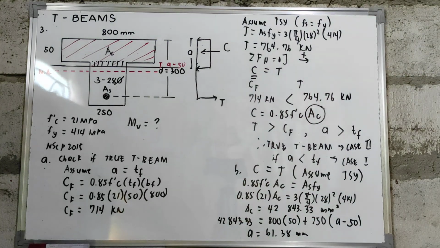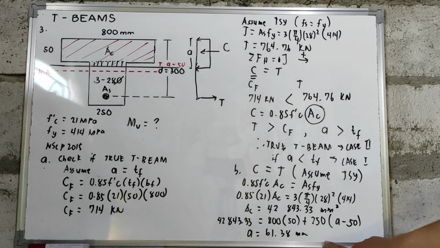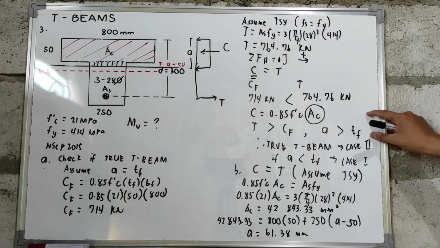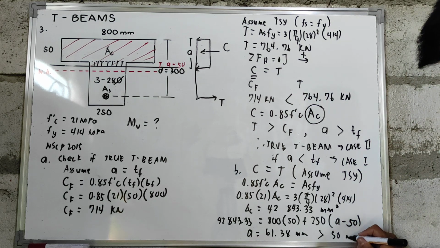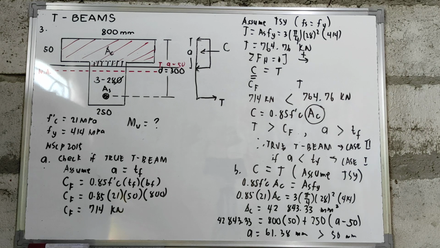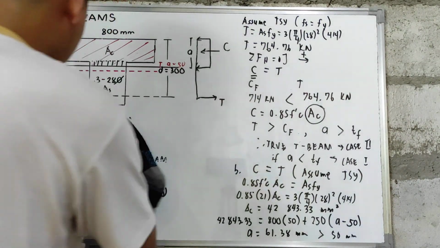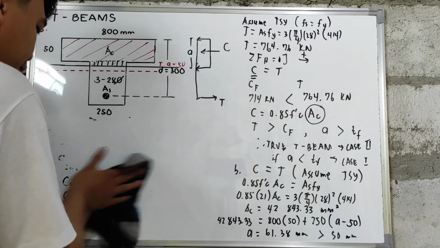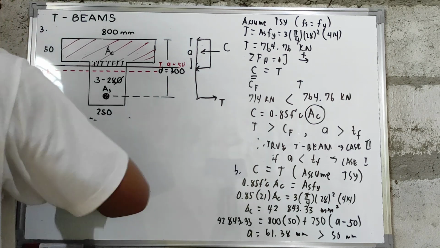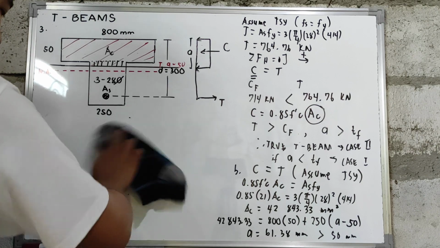So nakuha na natin yung value ng height ng compression block natin. So if you were going to check that, yung A natin, talaga greater than naman talaga siya sa value ng thickness of the flange natin, which is equal to 50 mm. So therefore, correct yung answer natin. So after nating ma-compute yung A natin, let us now proceed in computing for the value of your C. So sir, bakit po natin kukunin yung C? So para ma-check natin kung yung assumption ba natin is correct or not.